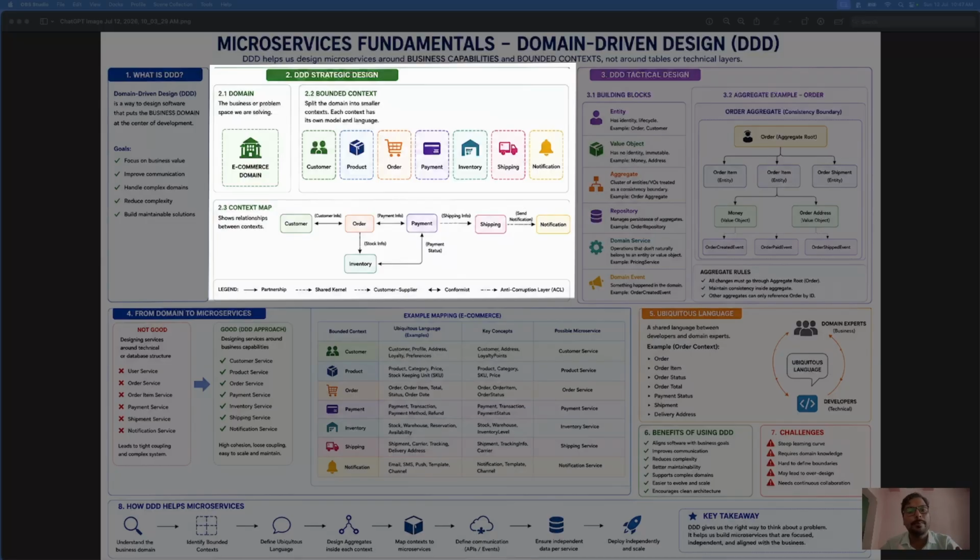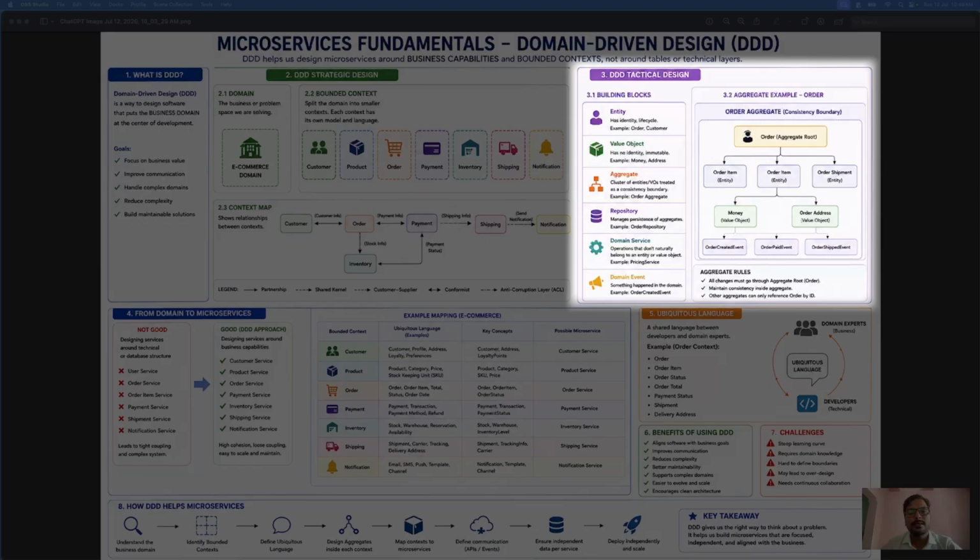Context mapping establishes a relationship between these contexts. It answers questions like which services communicate, what data they exchange, which service owns the data, and which service depends on another. Without a context map, a large system becomes confusing very quickly. Fine, you got what context mapping is. Now let's move to the next point.